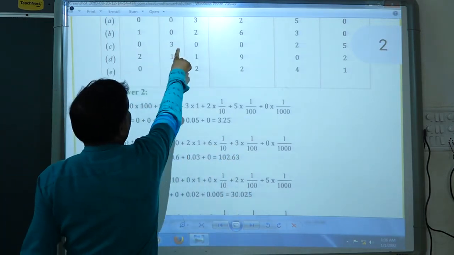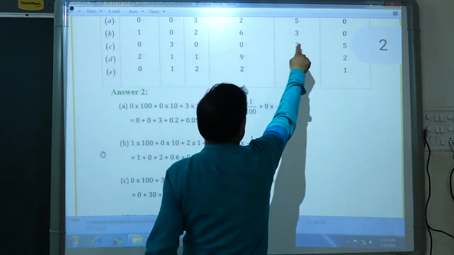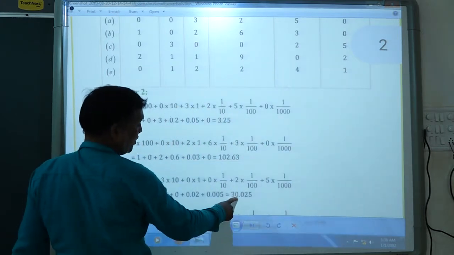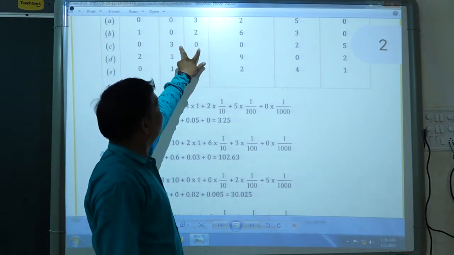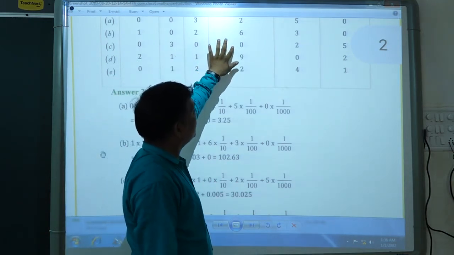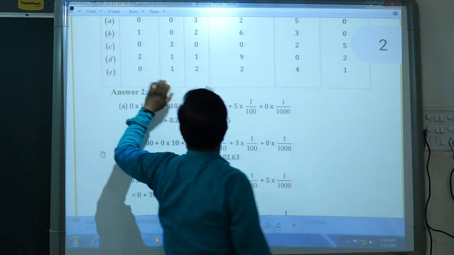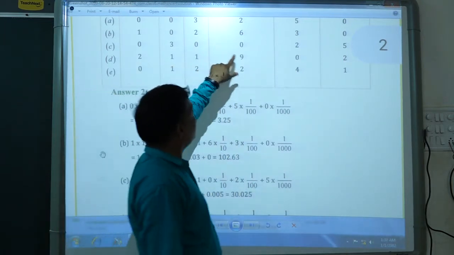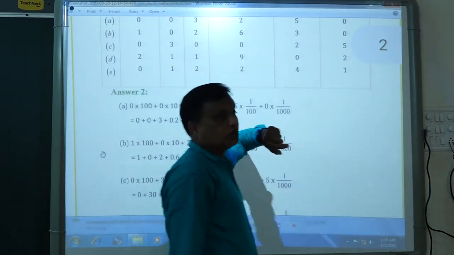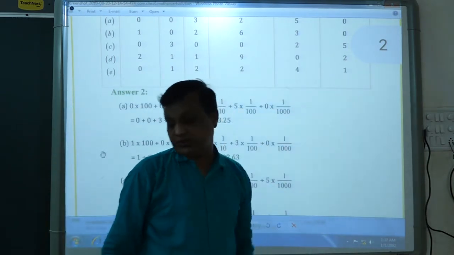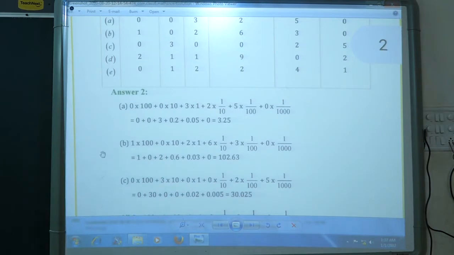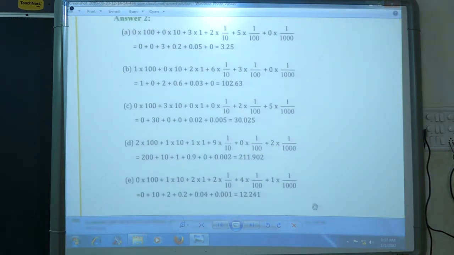Now this C: 30.025, because 100 is not there, there are tens and ones, 30, here is the point, because it is 10, then 025. Next, 211.902. Next, 12.241. Now we will see the answers on the board: 211.902, 12.241.